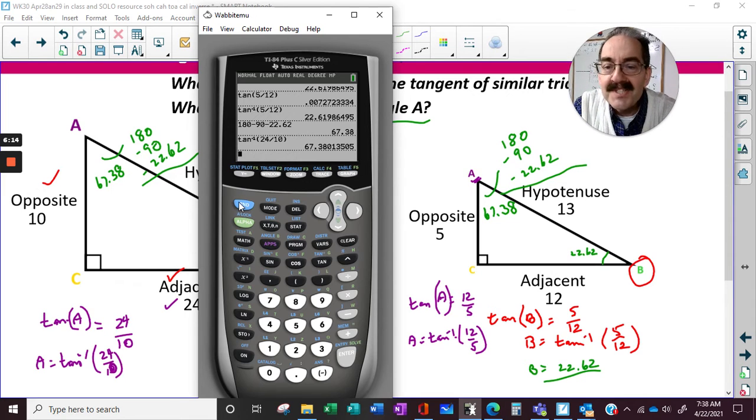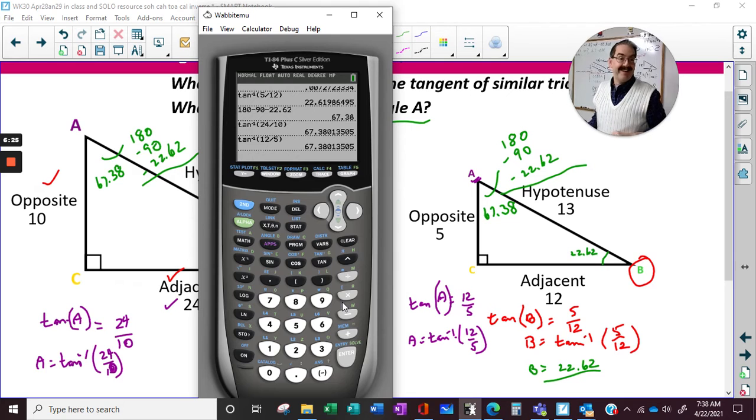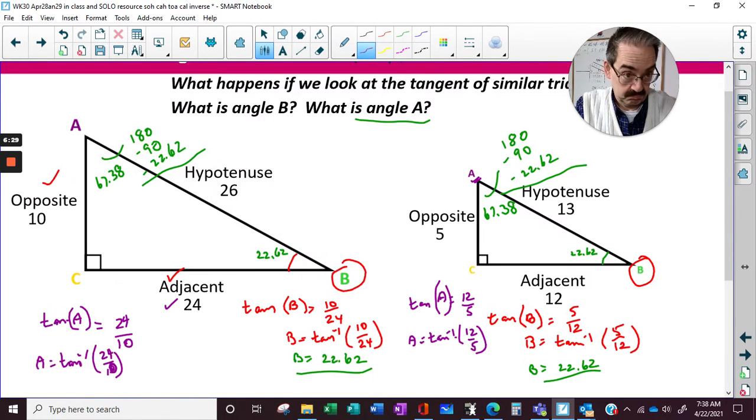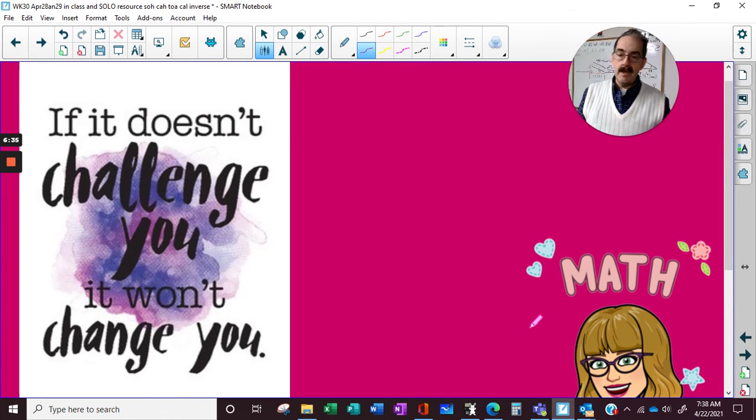So many ways to solve math problems. There's not just one way, folks. 67.38. Awesome. Good way to check yourself. All right, let's move on. If it doesn't challenge you, it won't change you. Remember, we're lifting weights, the weightlifting of math, skill builder week. Push yourself, get messy with math.